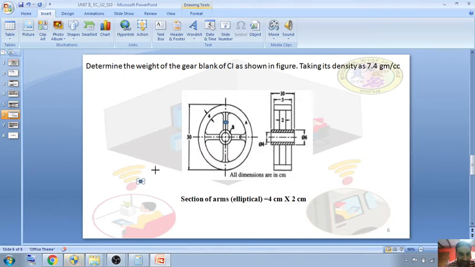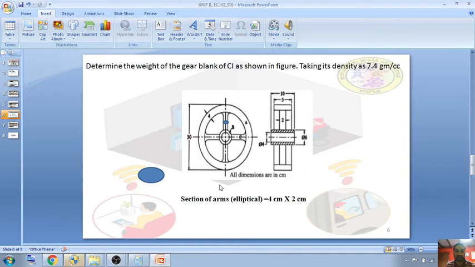I'll make it larger one. This is the ellipse. So this length is 4 centimeter. Here to here is 4 centimeter, and this to this is 2 centimeter. So the section of this one, if you cut this section, will not be a circular one, it is an elliptical one.